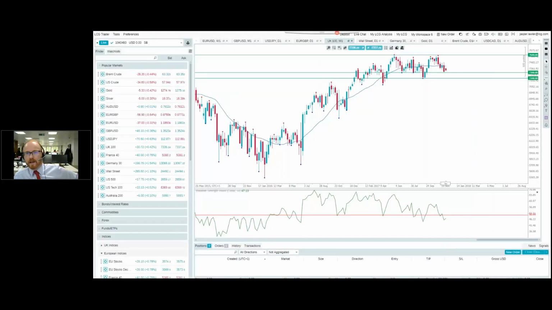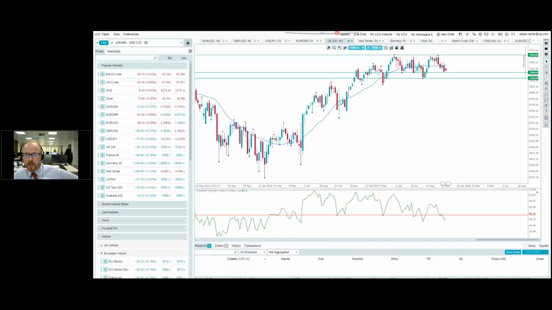We've got a weekly bearish engulfing pattern, which doesn't look too healthy, taking us below the 20-week moving average, but I think it's in the middle of a range-bound scenario with the moving average completely flat, so I'm not reading too much into that.